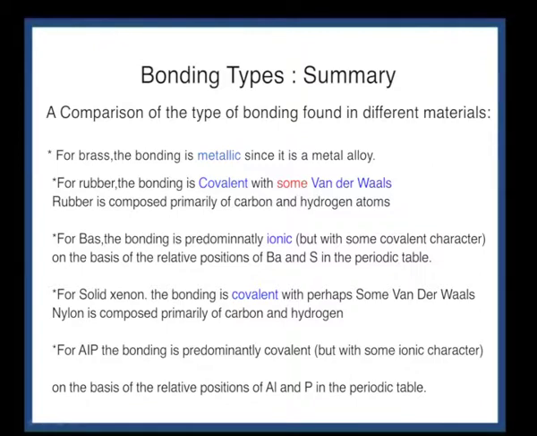So, the bonding is predominantly ionic, but it has some covalent character. That should be borne in mind, the ionic character plus some covalent character, on the basis of the relative positions of barium and sulfur atoms in the periodic table. If the difference between the electronegativity of the two elements, Ba and S, if you compare Na and Cl, the electronegativity values will differ by a larger magnitude, then the bond strength also will be larger, right? The ionicity will be larger, the bond strength will be larger.